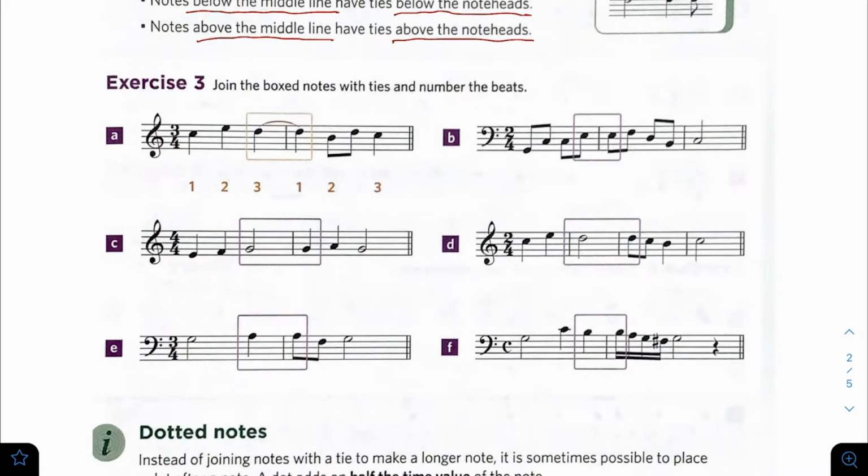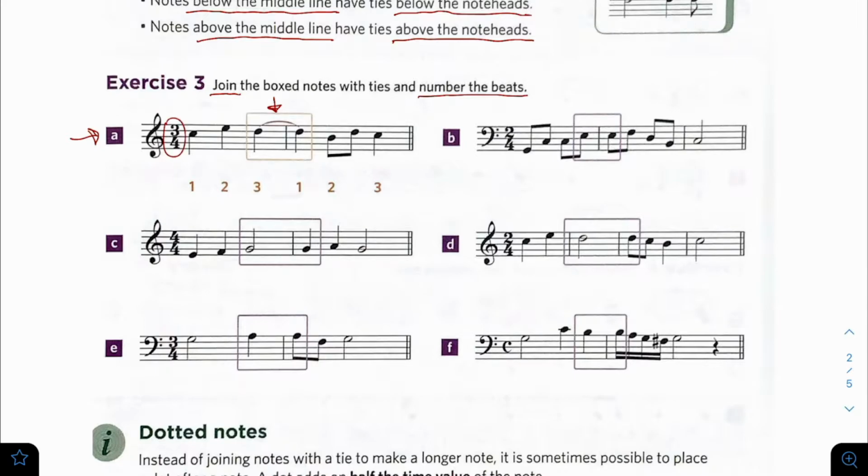Exercise 3. Join the boxed notes with ties and number the beats. So first, we have to join the boxed notes. Then we have to number the beats. Question A is an example. This is where the box is. So the first thing is to join the notes inside the box with a tie. Then you will number the beats.